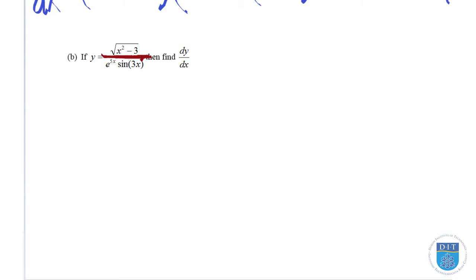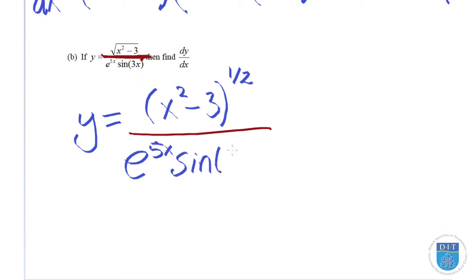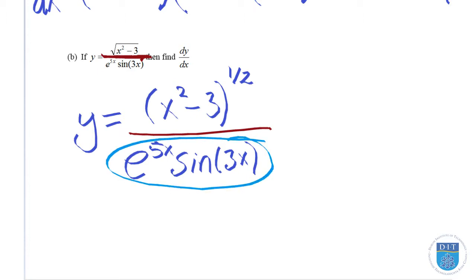However, there's a warning because I see a square root. Before you even do anything, write the square root as a power of a half because it'll just get confusing later. Now I've boxed the power in the top. On the bottom there's nothing to rewrite. It's just e to the 5x by sine of 3x. So there's the bottom.